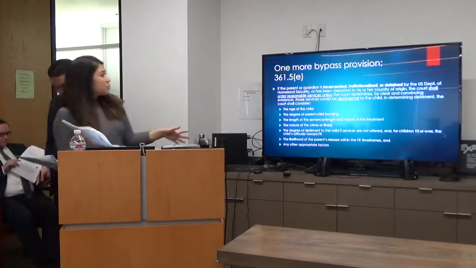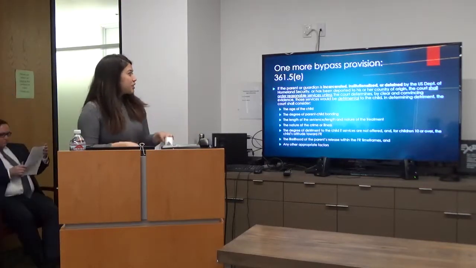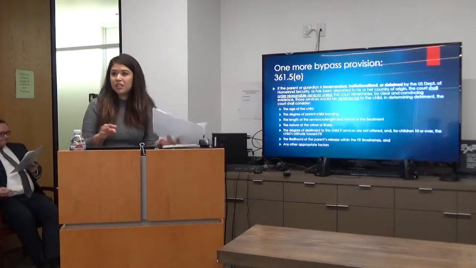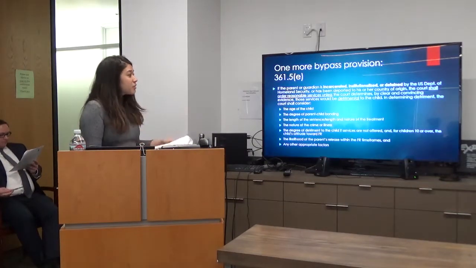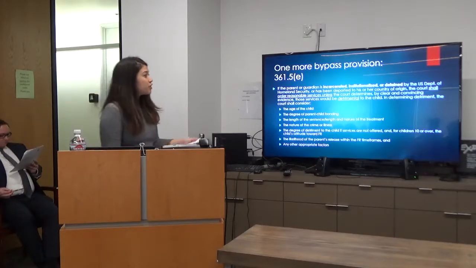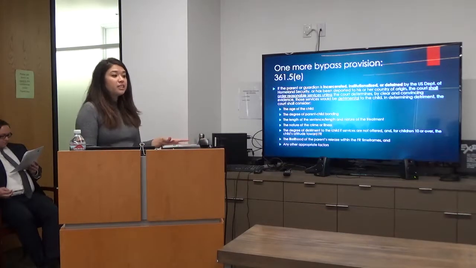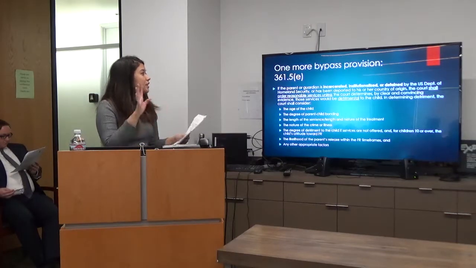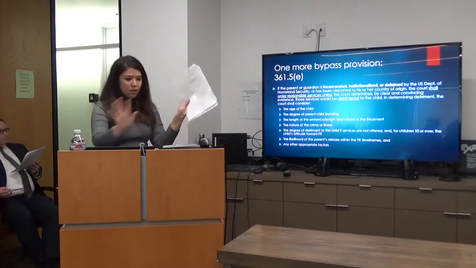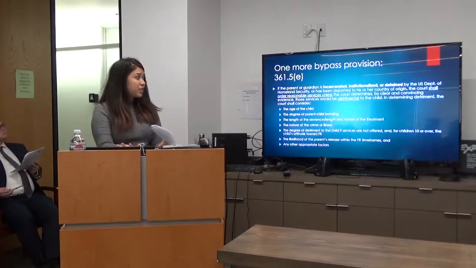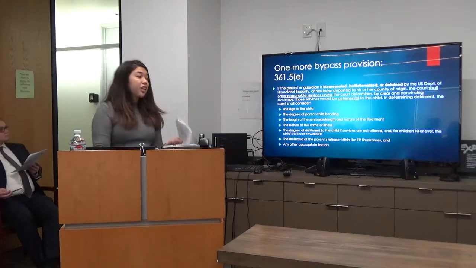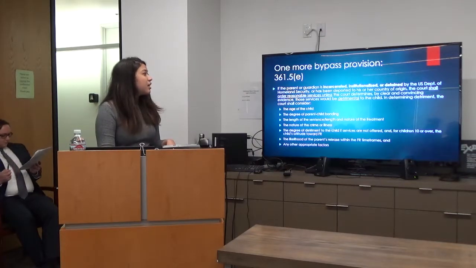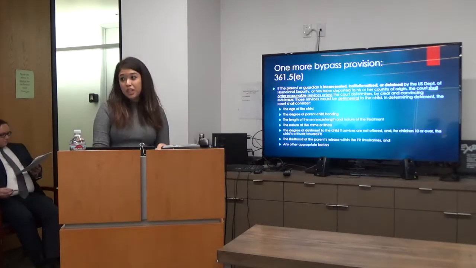Okay, so the last one is 361.5E, which I think everyone here has seen a ton of times. Now this one is a little bit different than the B provisions because the standard is different. It's not just that they're not going to get reunification services, but rather they have to get reunification services unless it can be shown by clear and convincing evidence that the services would be detrimental to the child.